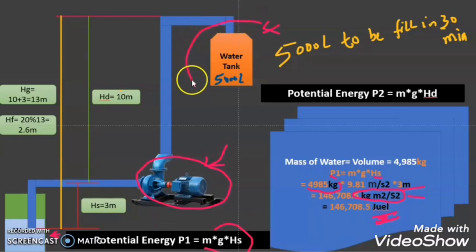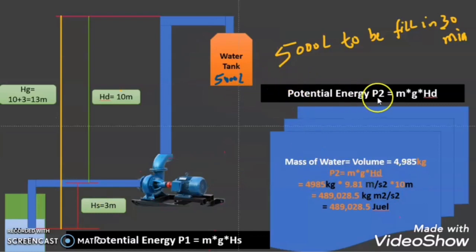Now we will calculate the potential energy at the tank. So what would be the potential energy at the tank? P2 will be mass into gravity into delivery head, HD. So the mass of the water is 4,985 kg into gravity 9.81 meter per second square, and head is equal to 10 meter, which I wrote here. So the potential energy at the water tank level is 489,028.5 joule. Now we consider the friction losses also as 20%.